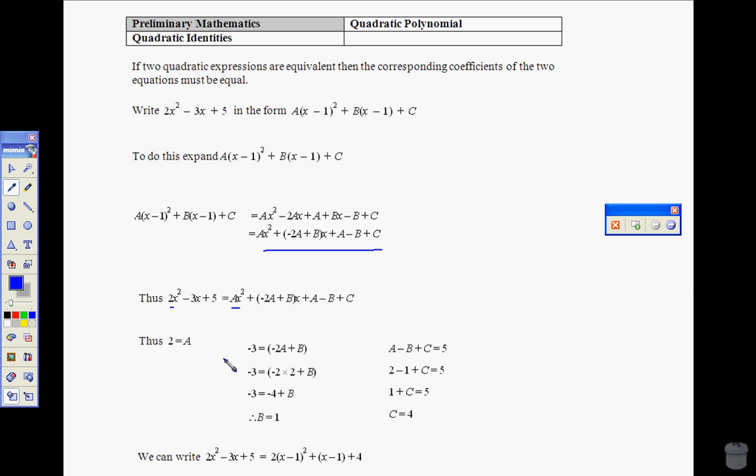Now we do know from the previous part that a was equal to 2. We do the substitution, and then we can work out that we've got an equation now just with b. So we can solve for b, and b ends up being equal to 1.